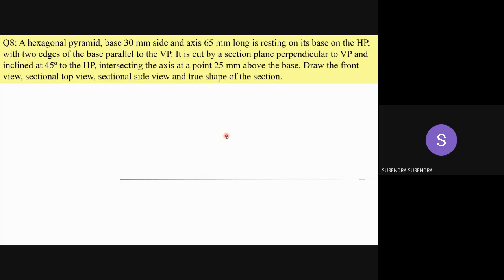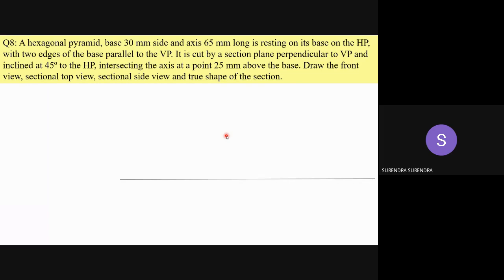Now coming to the next problem, 8th problem, hexagonal pyramid. First read the problem. A hexagonal pyramid, base 30 mm side and axis 65 mm long. With base resting on HP and two of the edges of the base are parallel to VP.